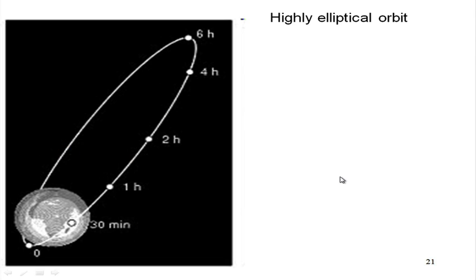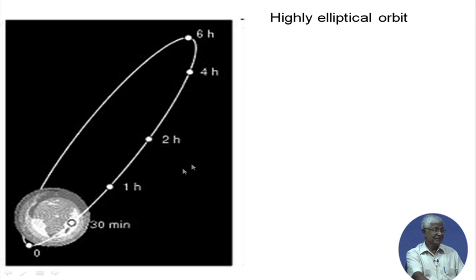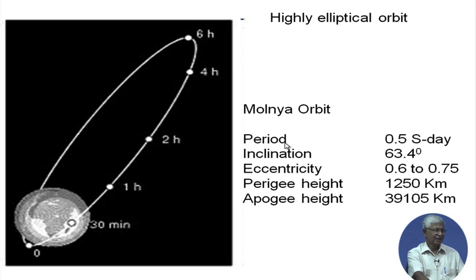Okay. Now, there is another possibility, that is highly elliptical orbit, where the inclination is non-zero, and there could be eccentricity non-zero, then it is a highly elliptical orbit. There are some satellites in highly elliptical orbit, called Molniya orbit, mainly used by Russia. In this case the period is not a full sidereal day, it is half of a sidereal day, inclination is 63 degrees, eccentricity is given, perigee and apogee heights are given.